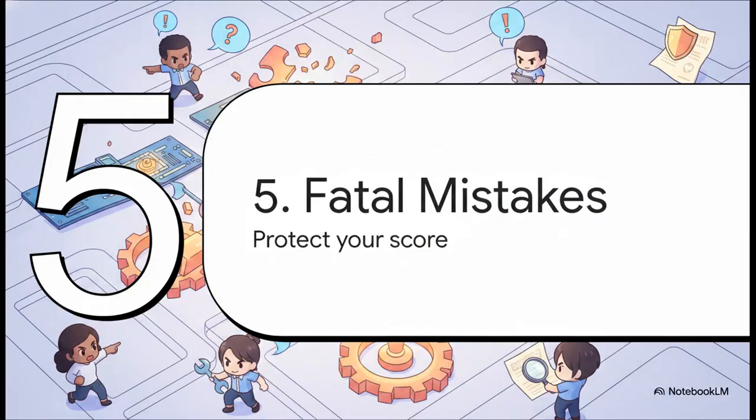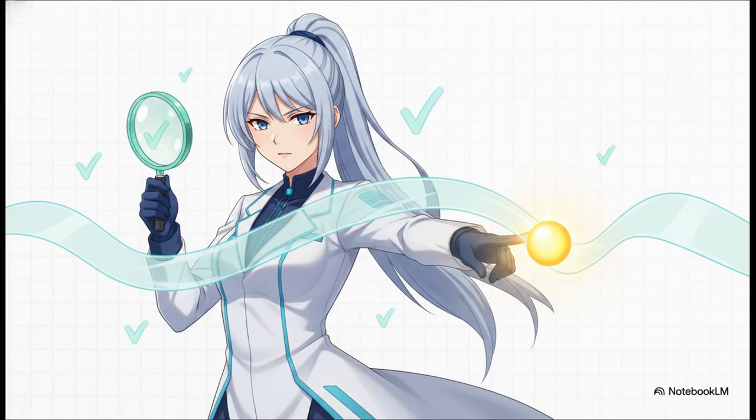Which brings us to number 5, avoiding fatal mistakes. Let's quickly build a troubleshooting checklist to protect that score. Because look, even with the perfect strategy, things can go sideways if you lose focus during those final testing minutes. Consider this your absolute final check before you hit submit. First, capitalize the very first word of your answer. Seems obvious, but do it.